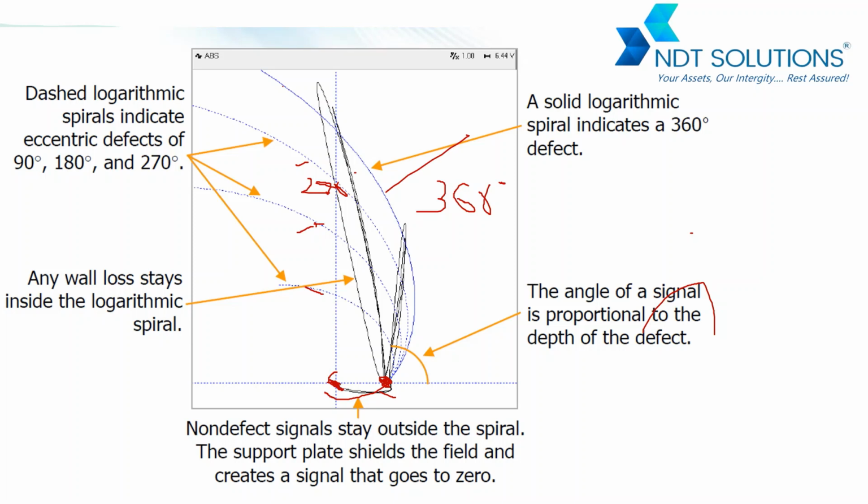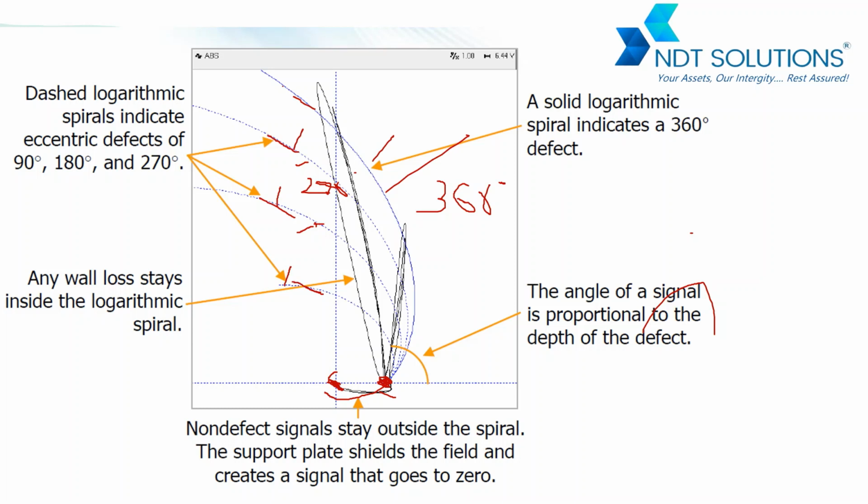Again I am repeating, this is our nominal thickness point, and this is the infinite thickness point. This is your logarithmic spiral indicator. This represents a 360 degree defect, this represents a 270 degree defect, this represents 180, and this represents 90 degree. If you have the calibration tube, try it again: a 360 degree defect will cross this line 100%. If you have a 270 degree or tapered flaw, it will cross this one, and if you have 180 degree, it will cross this one.